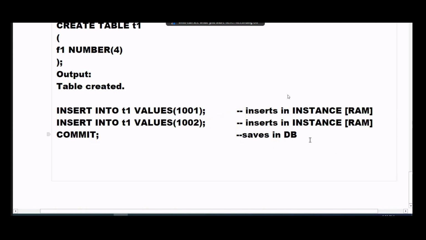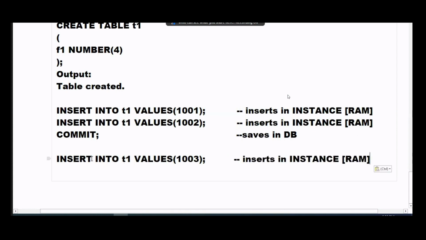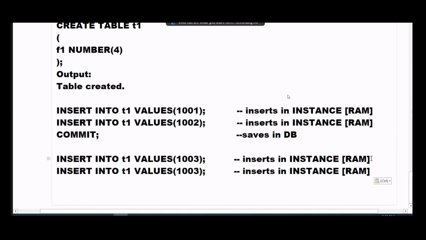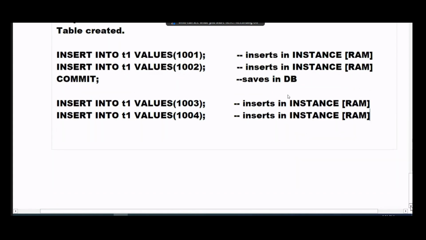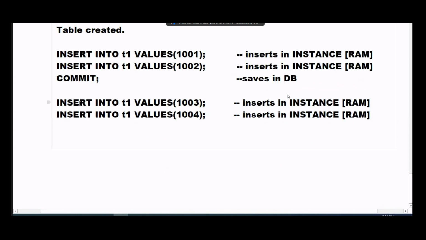After this, I am performing two more actions. Insert into T1 values 1003. One more record I am inserting. As you know, it inserts in the instance. One more record I am inserting, 1004. This will also be inserted in the instance. But I want to cancel these actions now. So what do I write here?